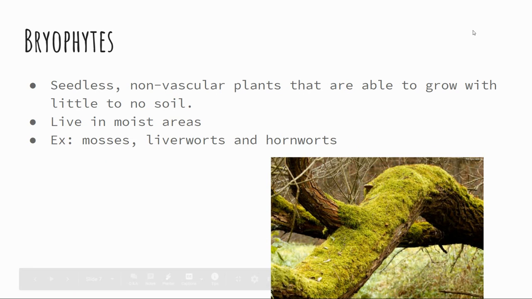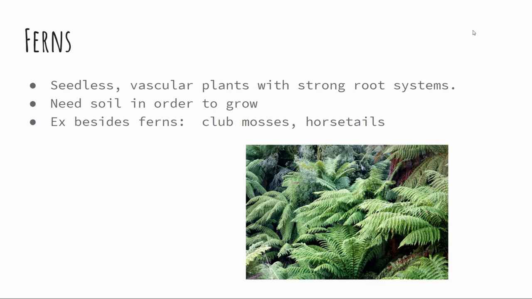All right, so bryophytes. Bryophytes are seedless, non-vascular plants that are able to grow with little to no soil. These live in moist areas, and the best example is mosses. Okay, so we find moss growing some places with soil, so sometimes on soil, but also a lot of places without soil. But the common factor with mosses is the areas must be moist.